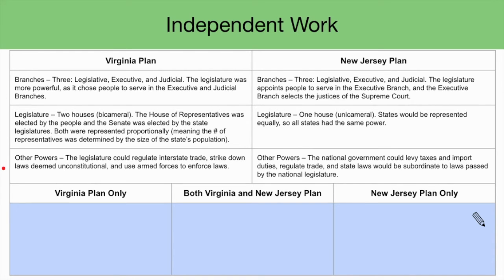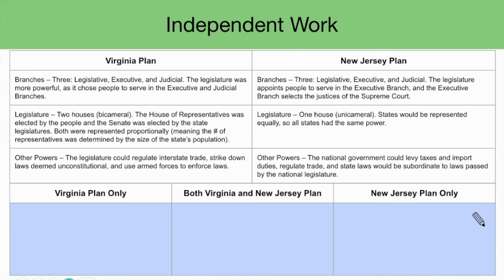Since we are comparing and contrasting, I'm going to read from left to right and then pause after each row to record my thoughts. The Virginia plan has 3 branches: legislative, executive, and judicial. The legislature was more powerful as it chose people to serve in the executive and judicial branches.